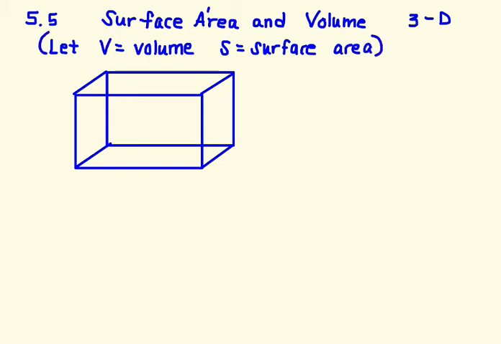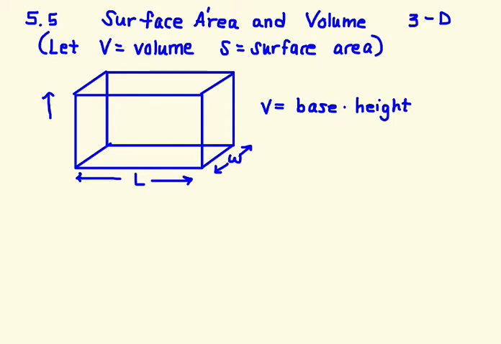Okay, so the volume for this is its base times its height. Base times height. Now let's take a look at the base. We'll call this L for length. This is the length of our box. And we can say that this is the depth, we'll call it width of our box. And then this is the height, H, of the box.